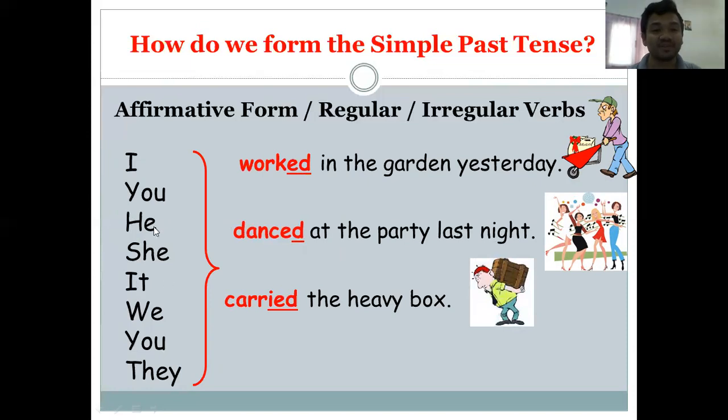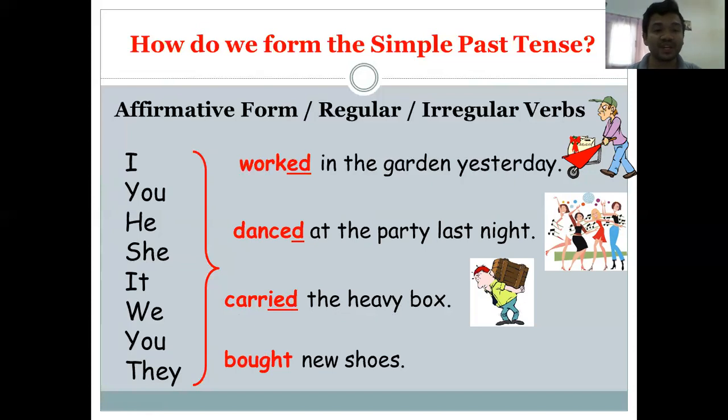Okay, so I carried the heavy box. We carried the heavy box. So the verb here is carried, and it ends with ied or ed. Okay, so this is a regular verb.